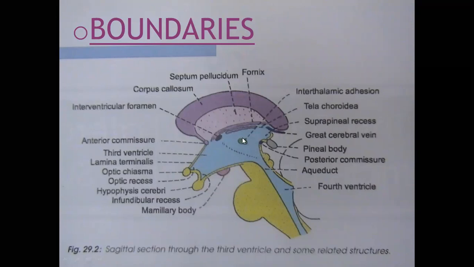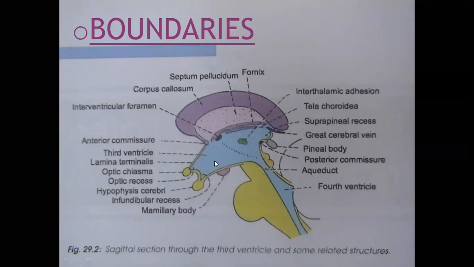Then the lateral wall is formed by the thalamus above and hypothalamus below. If you see the specimen in the lab also, you cannot differentiate which is thalamus and which is hypothalamus. They look the same. So to differentiate, you have to imagine an oblique line from the foramen of Monro, or interventricular foramen, to the cerebral aqueduct. Above this line is the thalamus and below this line is the hypothalamus.